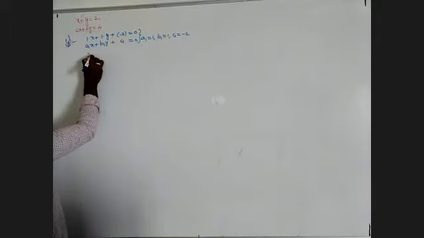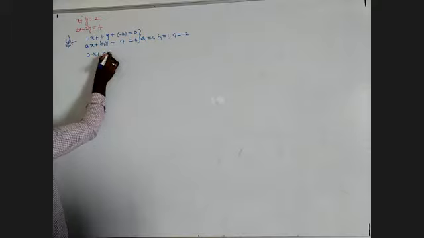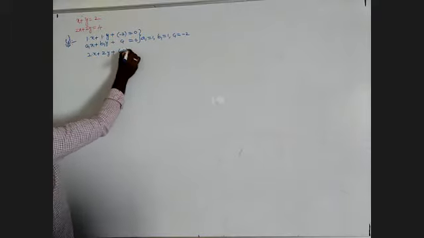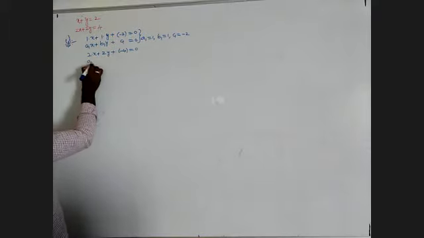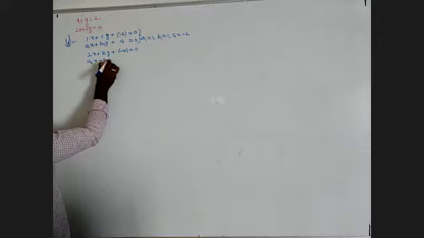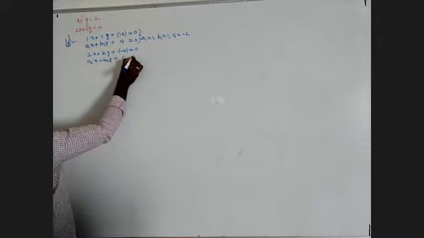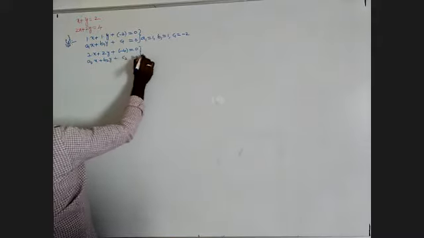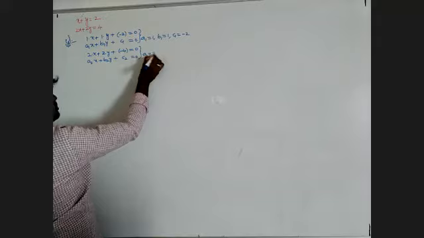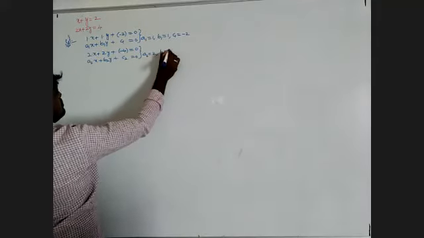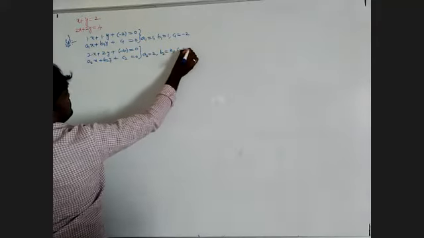Otherwise, the second equation is 2 into x plus 2 into y plus minus 4 becomes 0. We compare this with a2x plus b2y plus c2 becomes 0, where a2 is equal to 2, b2 is equal to 2, c2 is equal to minus 4.